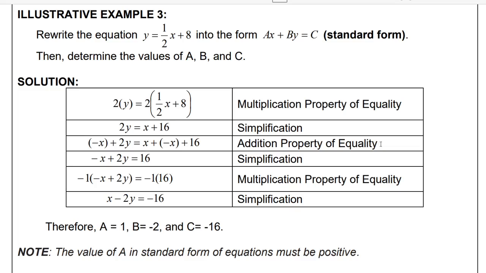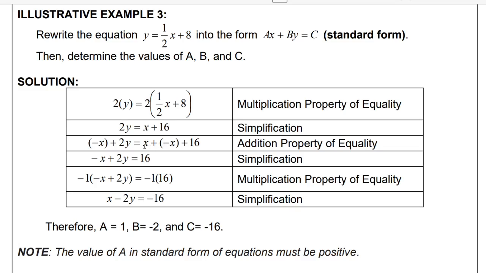Using the addition property of equality, we're going to add both sides by negative x, which is the opposite of positive x. So, adding negative x on both sides, para matanggal ito dito. Para matanggal yan, magiging 0 yan. So, ang naiwan na ngayon is negative x plus 2y equals 16 because this is already 0.